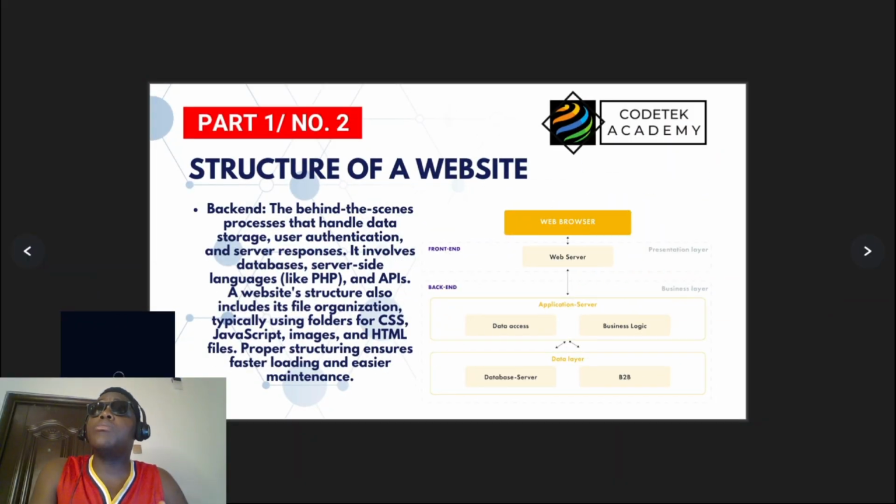The second broad and important aspect of a website is the back end. The behind the scenes processes that handles data storage, user authentication, and server responses. We can say that the back end is the brain of a website. It is where the website stores its information, where a website retrieves its data, where a website compiles its user experience and knowledge.